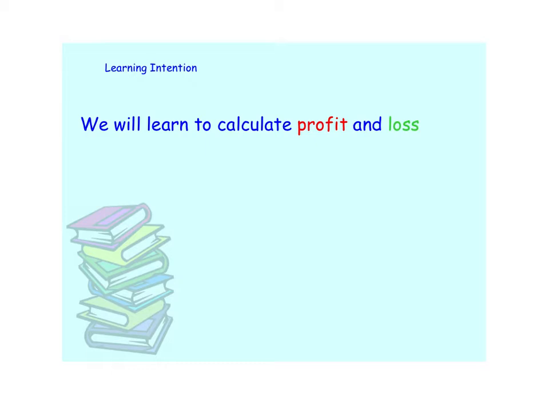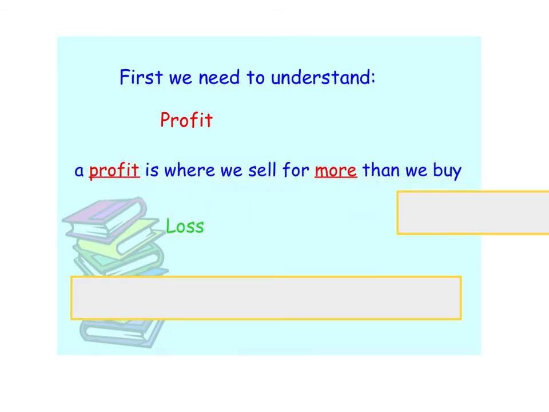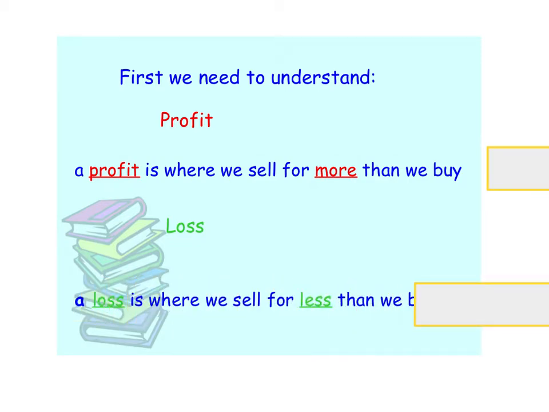Today's learning intention: we will learn to calculate profit and loss. First, we need to understand what profit means and what loss means. Profit is where we sell for more than what we bought something for. Loss is when we sell for less than what we bought something for.